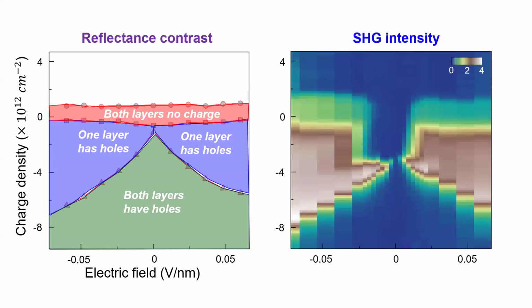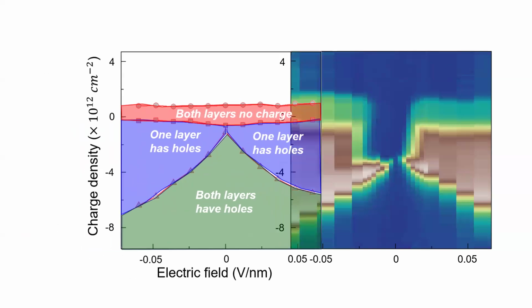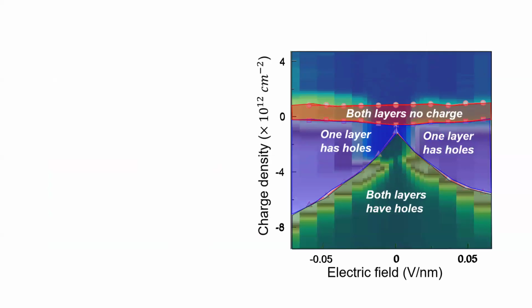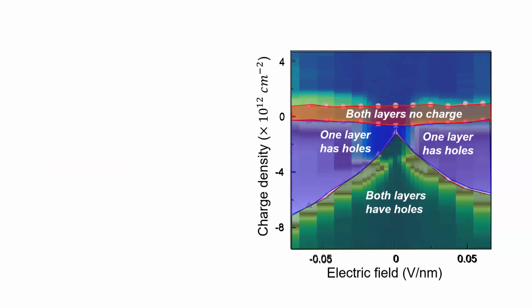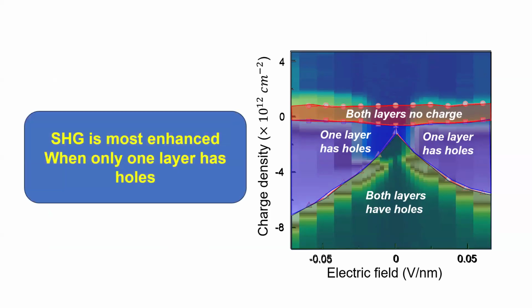So all the data are extracted from reflectance contrast for now, and we also have another measurement result, which is the SHG intensity phase diagram. And it's very easy for us to overlap these two diagrams, and we can see that in a one-layer doped configuration, the SHG gets most enhanced. So this is the main result of our experiment.